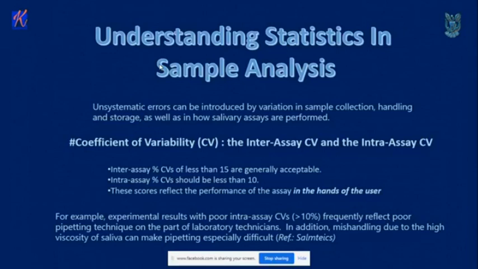Interassay CV is expressed in percentage. Interassay percentage CVs of less than 15 are generally acceptable. Let me note in the example that if the experimental results have an intra-assay coefficient of variation of more than 10%, that means there was very bad pipetting on the part of the laboratory technician. That is the information that we get.